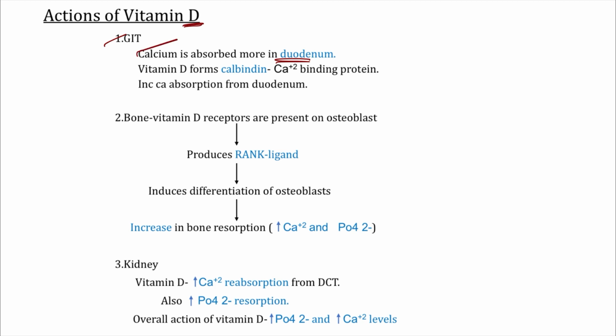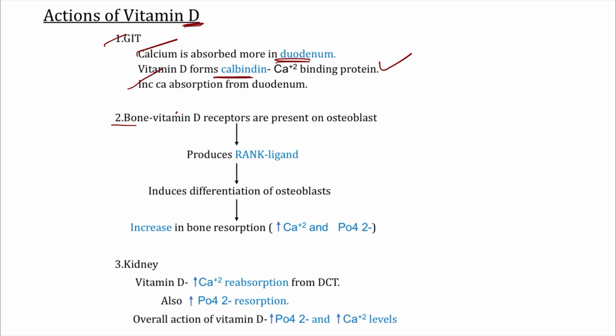Now, sir, this vitamin D in our duodenum will form one very important protein. The name is calbindin. This is one calcium binding protein. So now whenever calcium rich food reaches this duodenum, this calbindin will bind to that calcium and will increase the calcium absorption from the duodenum. Very important, sir.